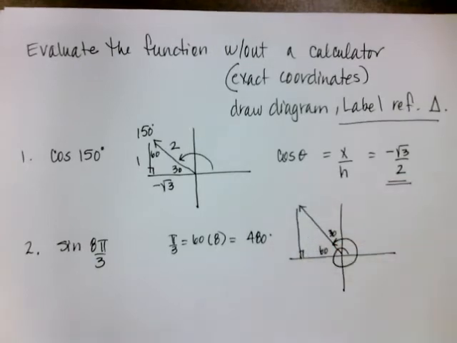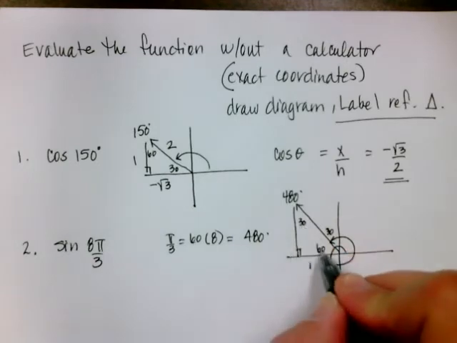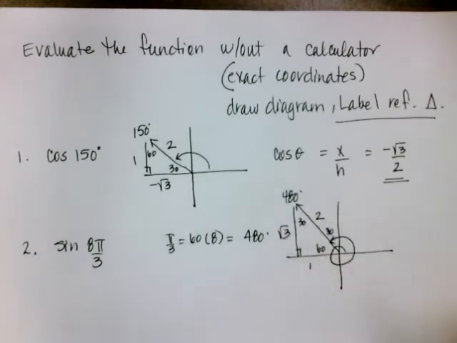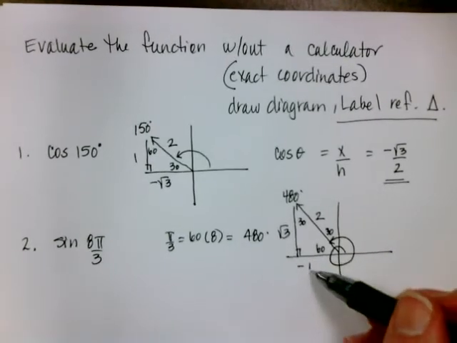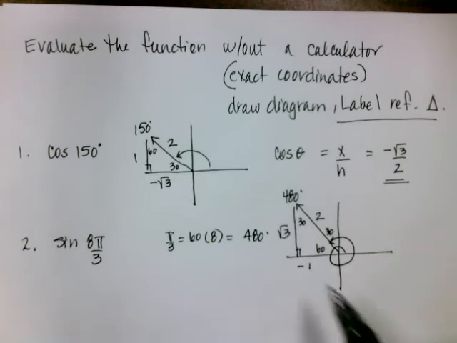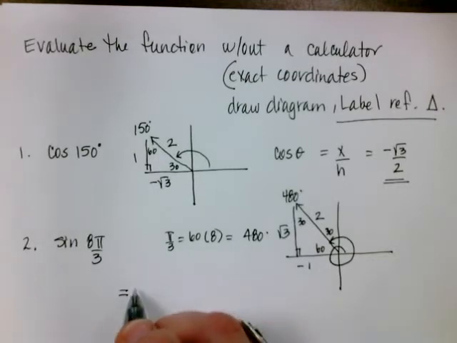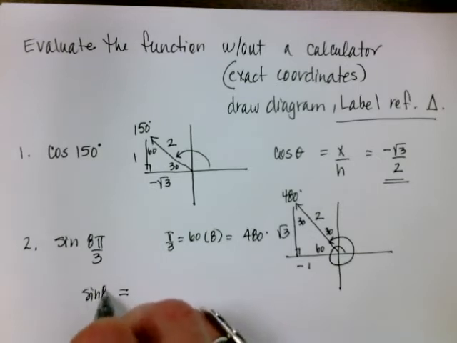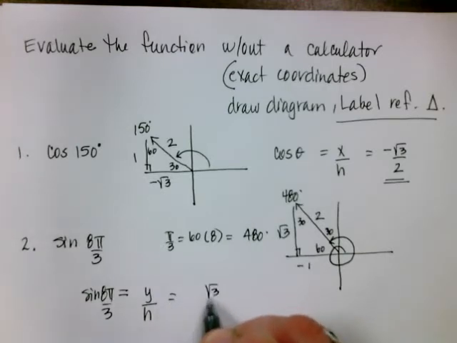I draw my triangle. Okay, so this is my 480. If this is 60, that means this angle is 30. Opposite the 30 is a 1. Opposite the 60 is a radical 3. The hypotenuse is 2. Because I'm on the left-hand side in the second quadrant, my x is negative. Okay? You always want to make sure you put your signs on your reference triangle so you make fewer mistakes. So the sine of 8 pi over 3, I'll write this down, is going to be y over the hypotenuse, so it's radical 3 over 2. And that's its exact coordinate.